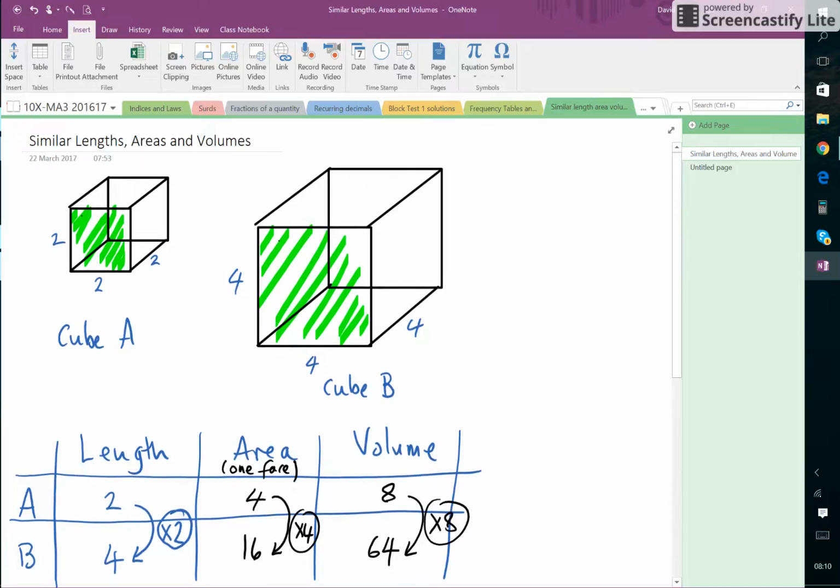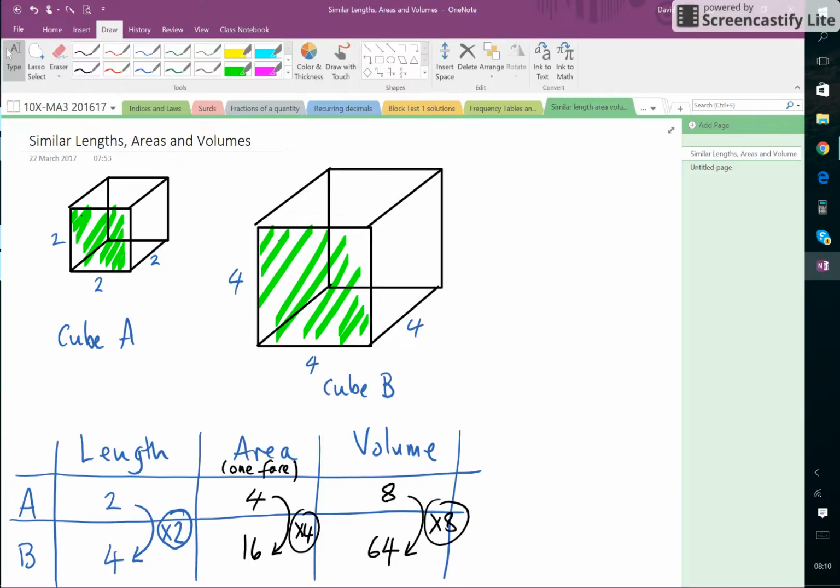Okay, so what we're going to talk about today is similar lengths, areas, and volumes. The idea here is that we've got two three-dimensional shapes, and they are similar. So we could just put a similarity sign in between them. So cube A is similar to cube B.